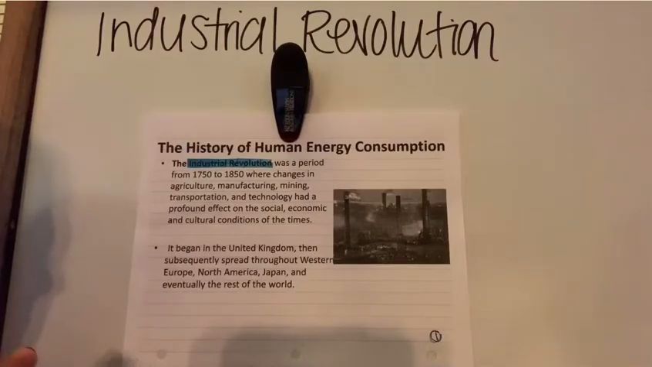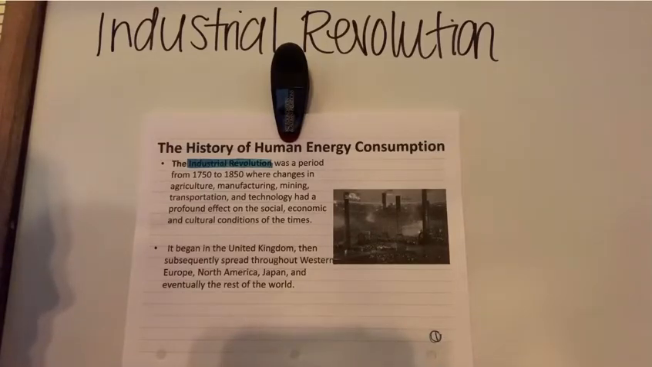Okay. So the history of human energy consumption, we are starting with the Industrial Revolution, which I'm sure you guys have gone over in your history classes, but we are going to see particularly how it has impacted energy consumption globally and how it has impacted the environment. So the Industrial Revolution was a period from around 1750 to 1850 where there were changes in agriculture, manufacturing, mining, transportation, and technology, so all things that we've learned about already. We've learned about agriculture, mining, and transportation, and so as we go through each of those, remember the environmental effects that each has had on certain ecosystems.